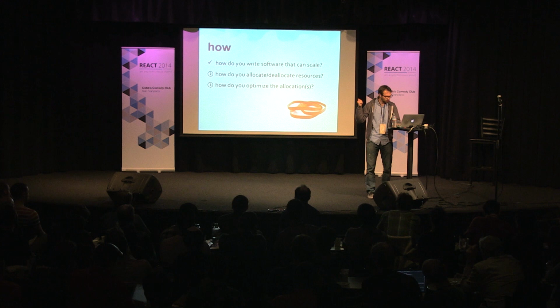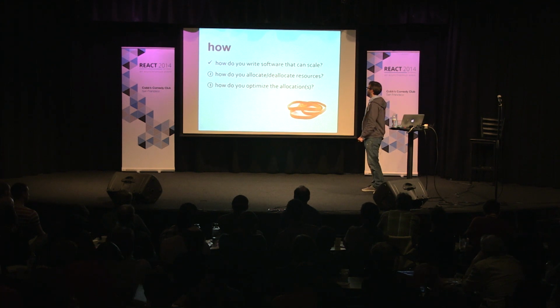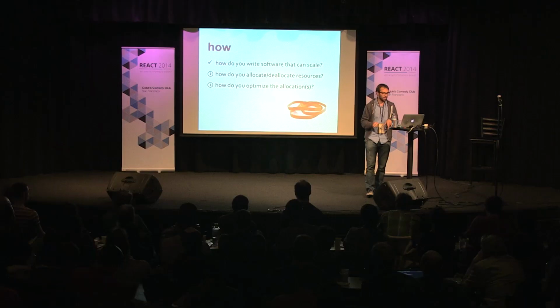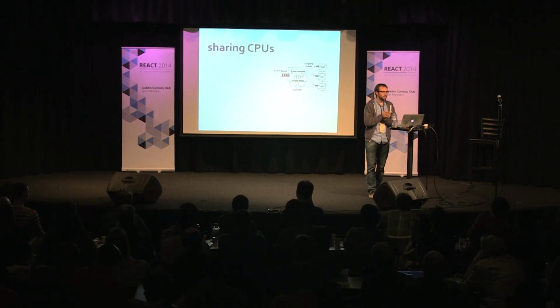Okay? So getting back to this slide that I talked about earlier, we've talked a lot about what it takes to build software that scales. And now I want to talk a little bit about how you can actually allocate and deallocate resources. In particular, I'm going to focus on CPU on a single machine in an elastic way. Okay? All right. So sharing CPUs.